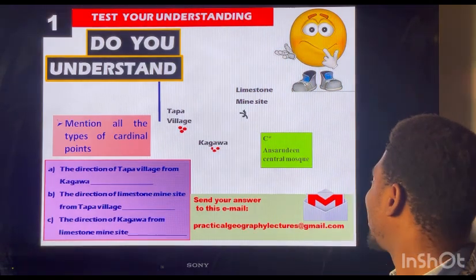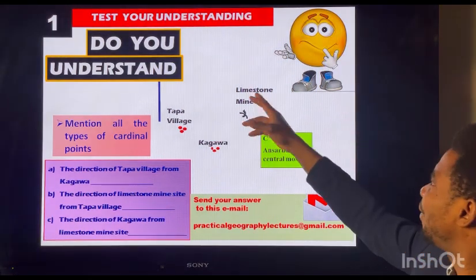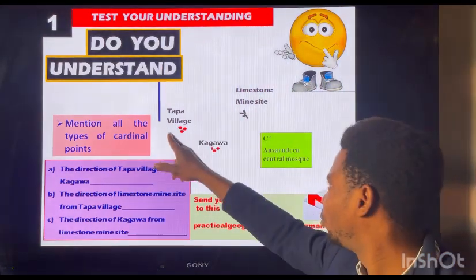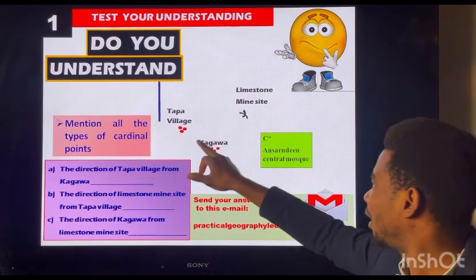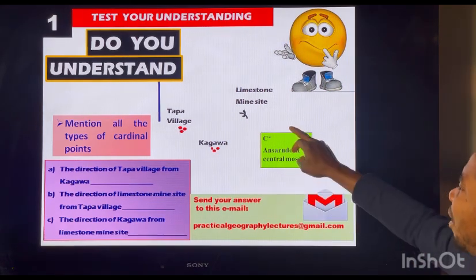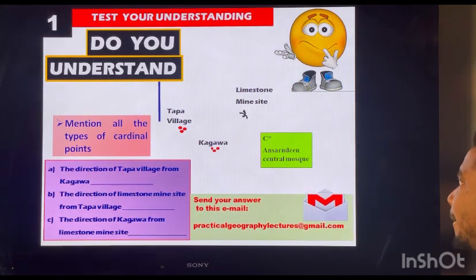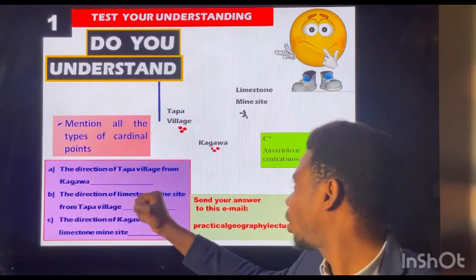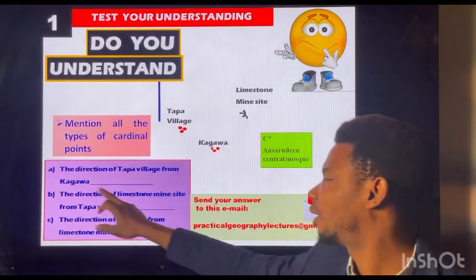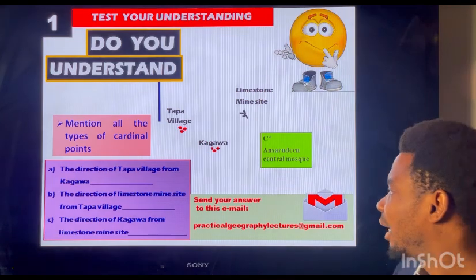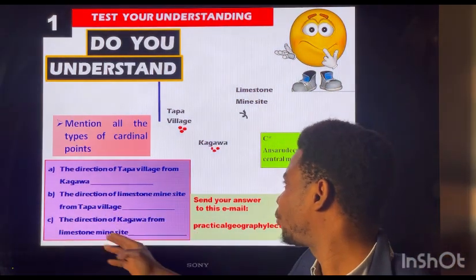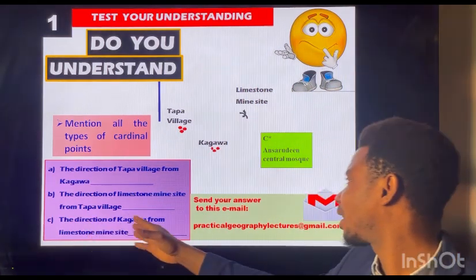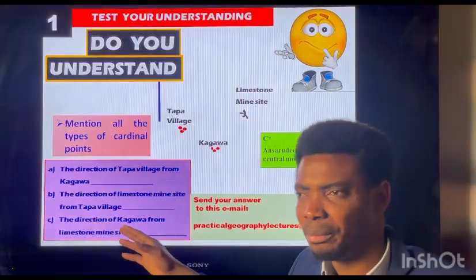Then also look at this. We have a limestone mine site here. We have Tampa village here. We have Kagawa community here. Then we have Ansarudin Central Mosque here. Now they are asking you, what is the direction of Tampa village from Kagawa? Then what is the direction of limestone mine site from Tampa village? And the last one is, what is the direction of Kagawa from limestone mine site?